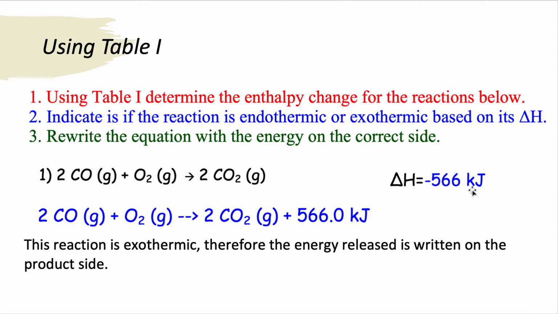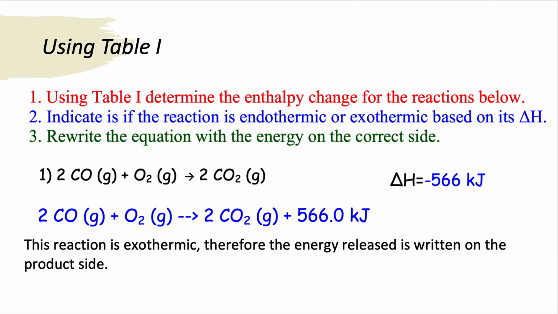That negative means it's going to be exothermic, meaning it's exiting the system. So we just take the absolute value of this number and put it on the right-hand side of the equation because it's exothermic. We don't have to put the negative sign, because we already know that since it's on the right-hand side, it's negative. It's being released. If it was on the left-hand side, then it would be positive, being absorbed. That's how you rewrite the equations to show it. You could write that, or you could write heat instead of the number.